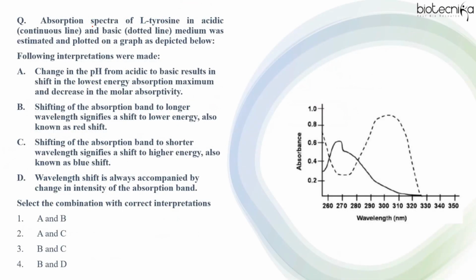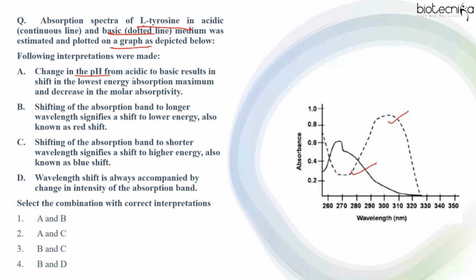Then we have one more question. So let's go through this question quickly. Absorption spectra of L-tyrosine in acidic, which is shown with continuous line, and basic, which is shown with dotted line, medium was estimated and plotted on a graph as depicted below. So following interpretations were made.